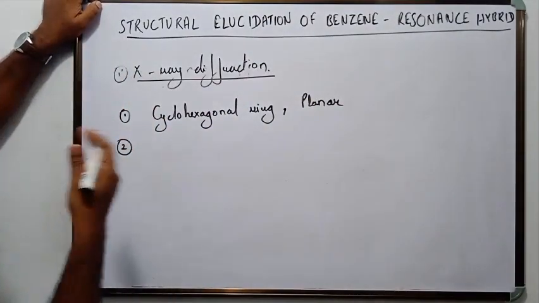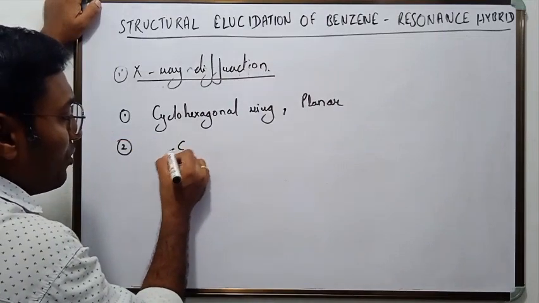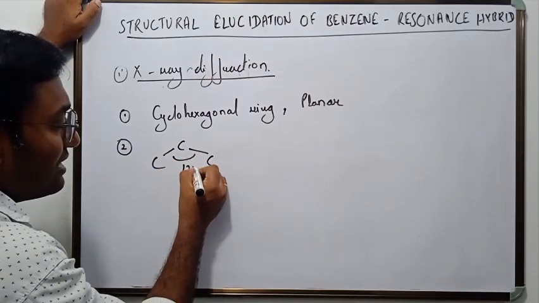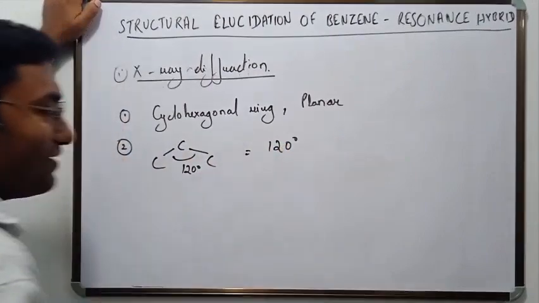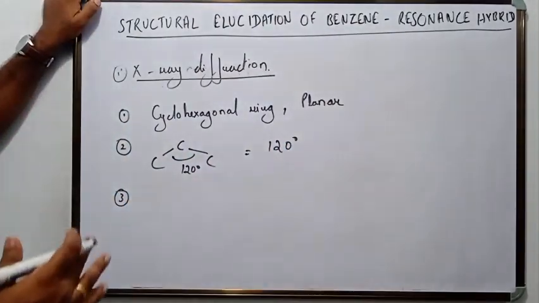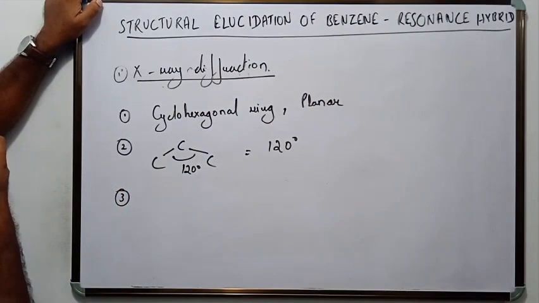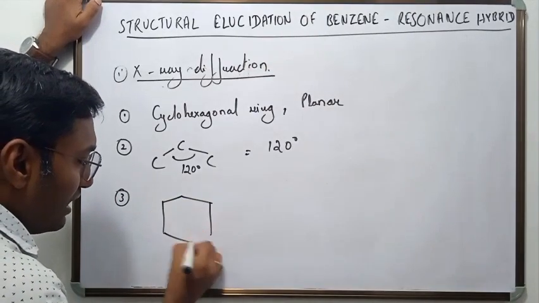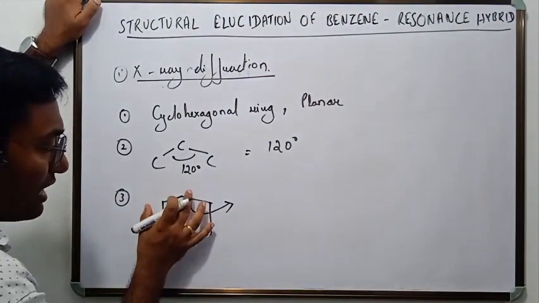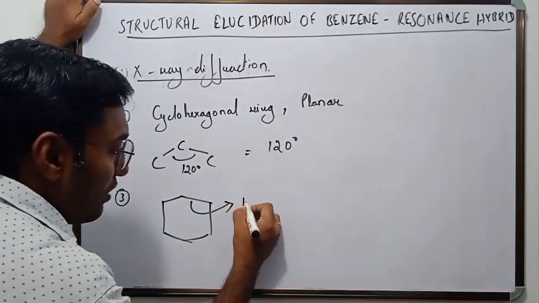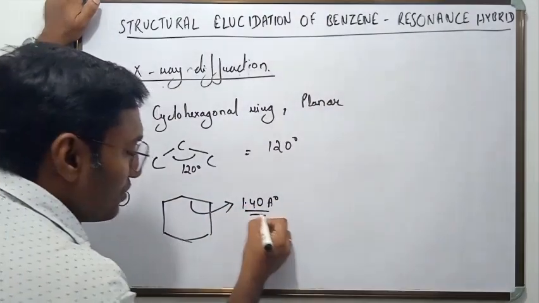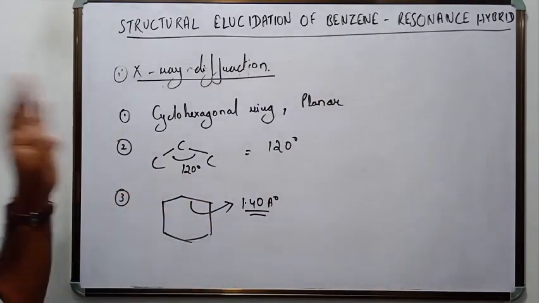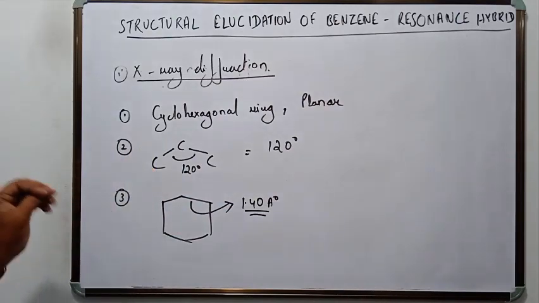The second important thing that it found out was that the bond angle in the benzene ring is 120 degree. The third thing that X-ray diffraction measurement was able to find, and it is very important, was that the carbon-carbon bond length in benzene is 1.40 angstrom. This is for all carbon-carbon bonds, the bond length is equal.